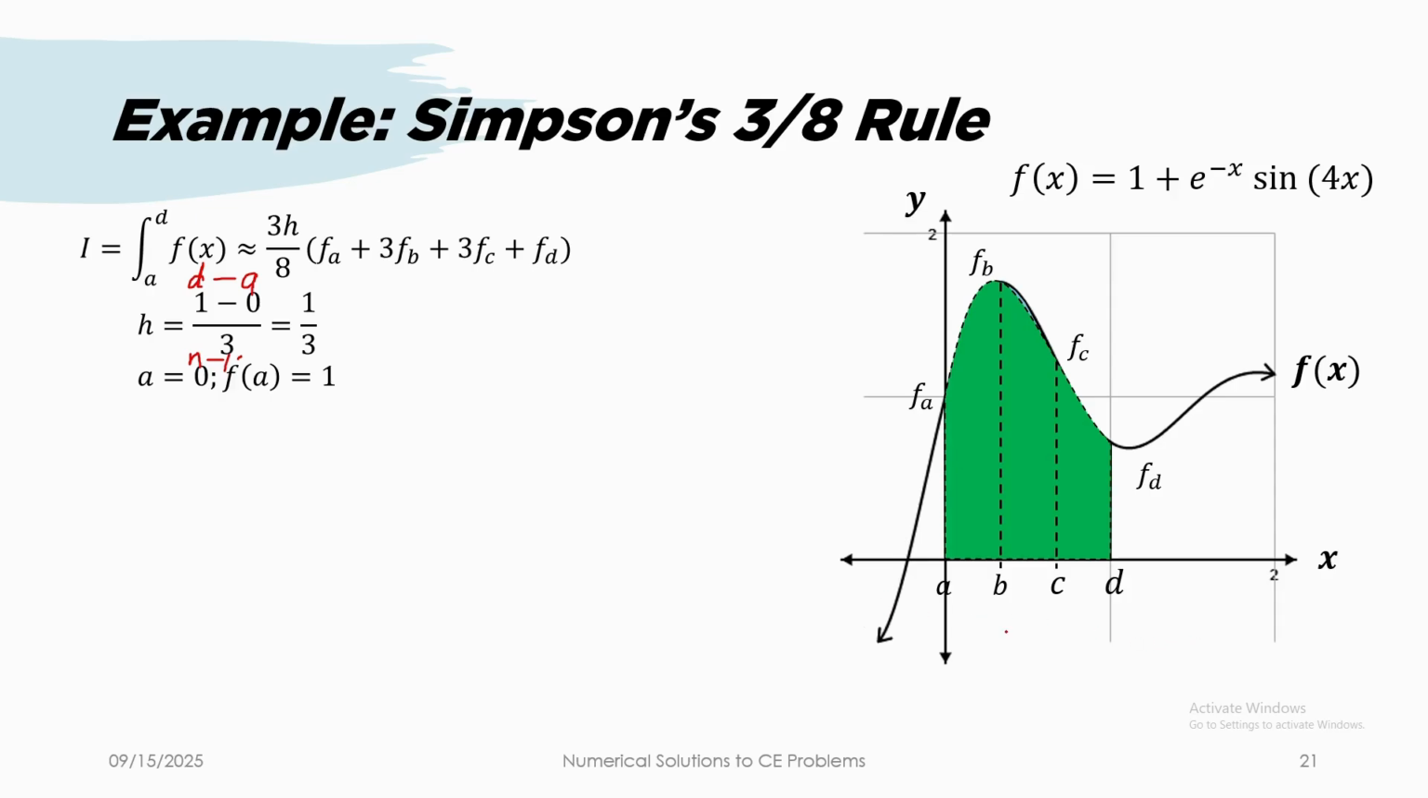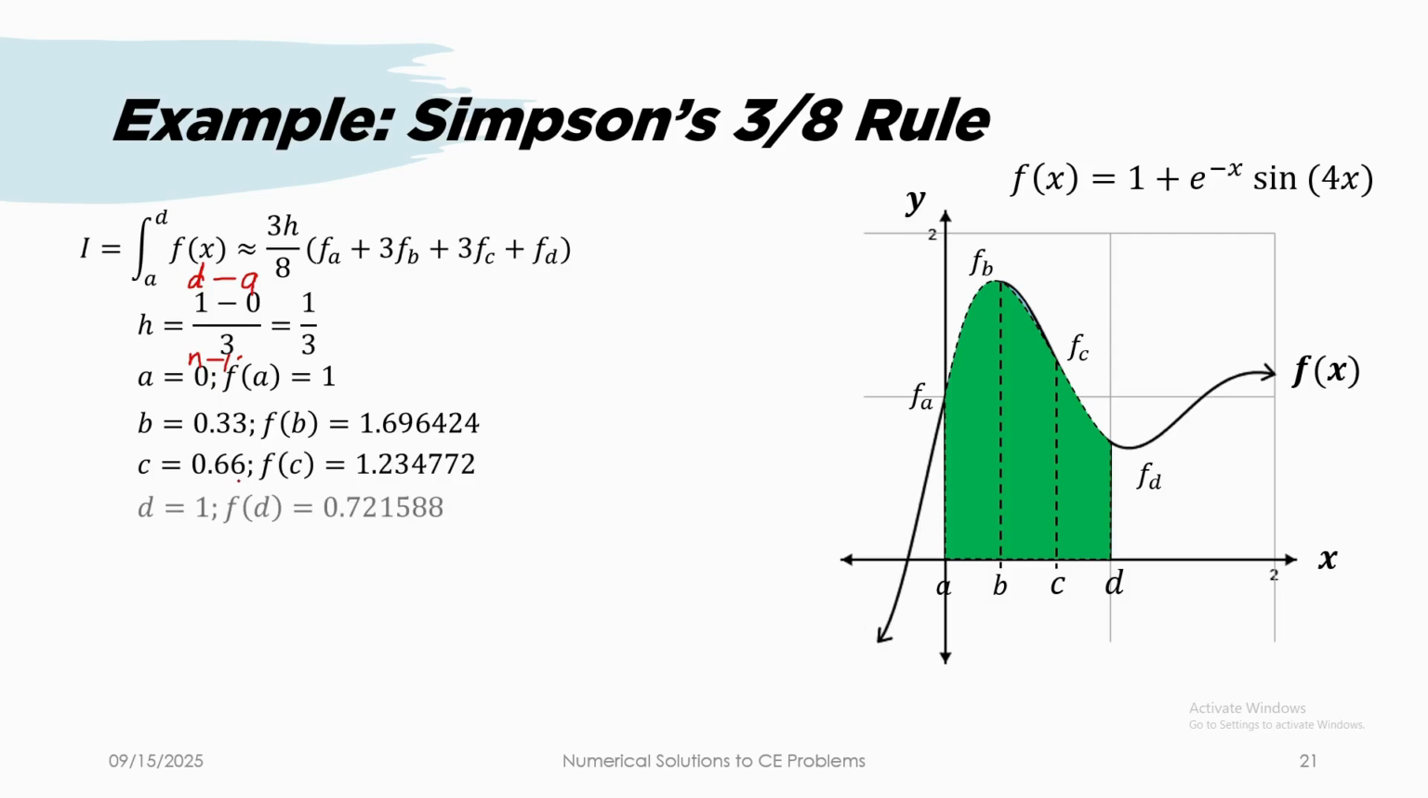and the nodes are a being 0, b being 1/3 or 0.33, c being 0.66, and d being 1. We just add h from the initial node. So if we add a plus h, that's b, a plus 2h, that's c, a plus 3h, that's d. We evaluate the function values at a, b, and c. At a, it becomes 1, from the previous. And at d, that's also from the previous.